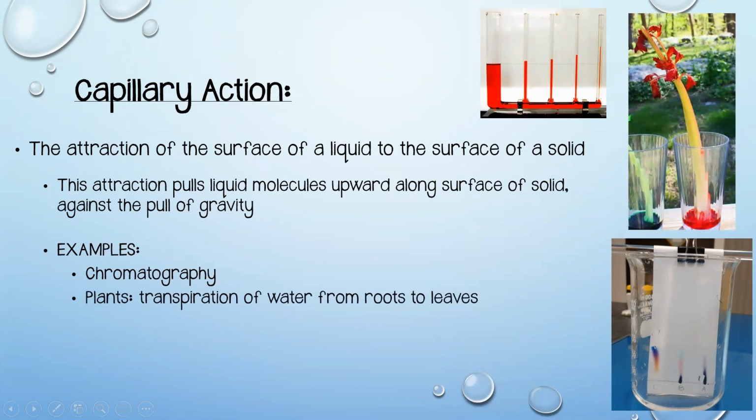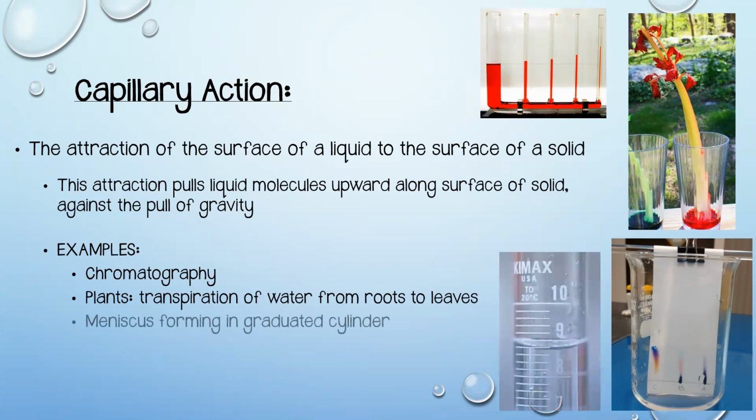Plants. This is how plants get water from their roots to their leaves. Transpiration is what it's called. So maybe you did this in elementary school where you put a celery stalk in liquid that was colored, and eventually the leaves of the celery got colored. You can also do this with white carnations, and that's because the liquid moves up the solid surface against the pull of gravity and is absorbed.